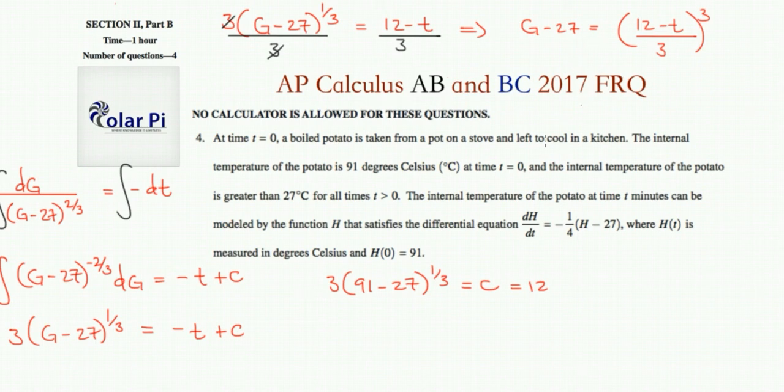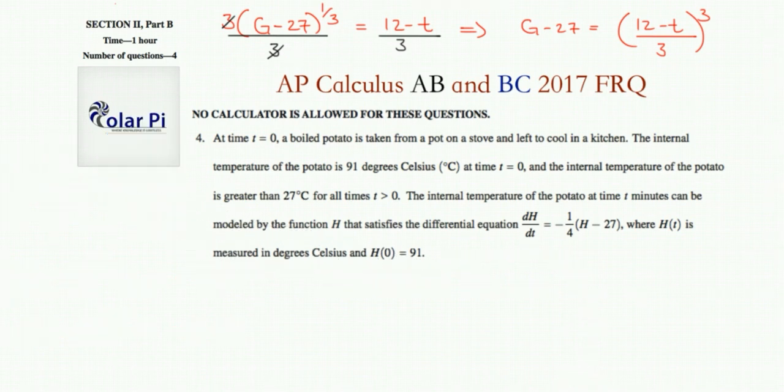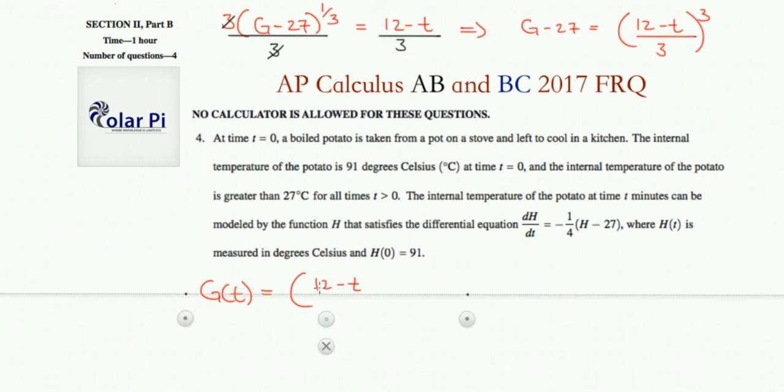Anyway, there it is. And so then all that's left to do with g, to get it by itself anyway, is add 27 to both sides of this last equation. So finally, g of t is equal to (12 minus t) divided by 3, and then cubed, and then plus 27. Yes, I'm laughing at the ruler use.